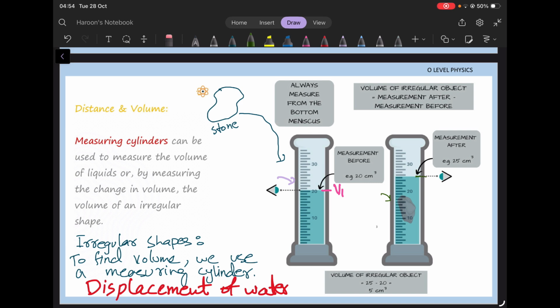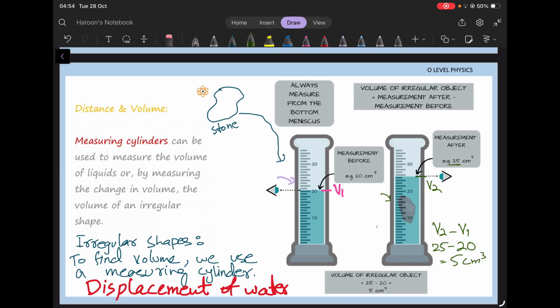Now we take the second reading. This is the reading of water plus stone. We call it V2. Now we just need to do V2 minus V1, the final reading minus the initial reading. So my final reading in this case is 25 minus my initial reading with only water. This would give me 5 cubic centimeter.